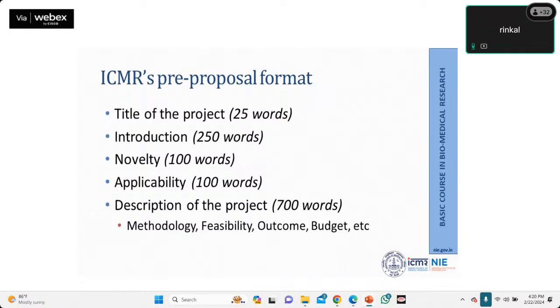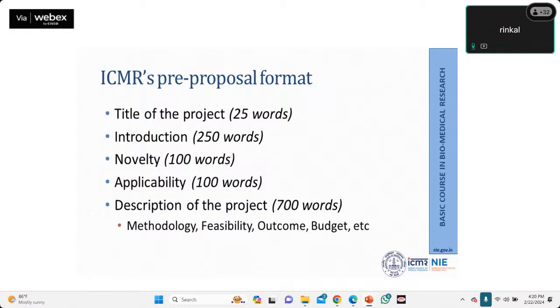Okay, so you can see the title: introduction, novelty, applicability, and description of the project. Under description, we need to describe methods, feasibility, outcome, and budget. So more or less it is the same as what we have discussed for the concept paper, except novelty. For novelty, we have to justify how it is novel, I mean how our topic is different, or why it is not similar to an already investigated or already researched topic. That has to be justified separately, but otherwise the same structure is there. Okay, so we have discussed the generic structure.